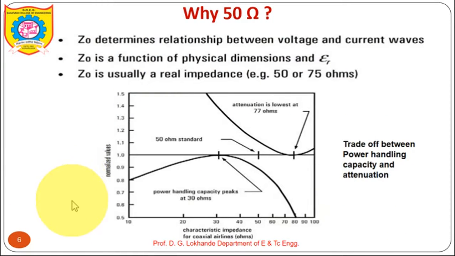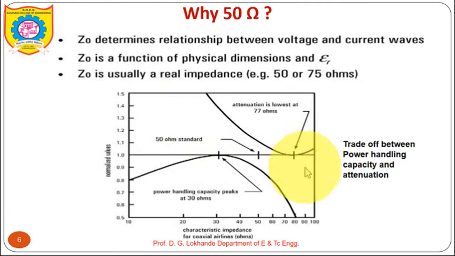Then, why is the normal impedance requirement 50 ohm? The characteristic impedance determines the relation between the voltage and current waves. Z0 is a function of the physical dimensions and epsilon r, and Z0 is usually a real impedance, for example 50 ohm or 75 ohm.